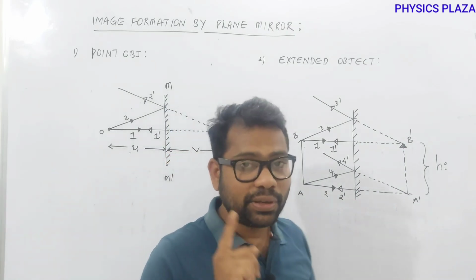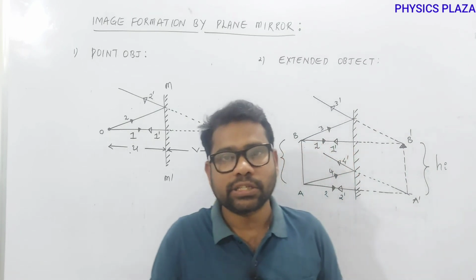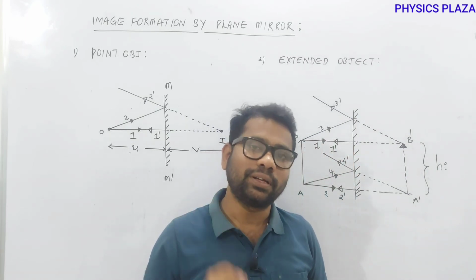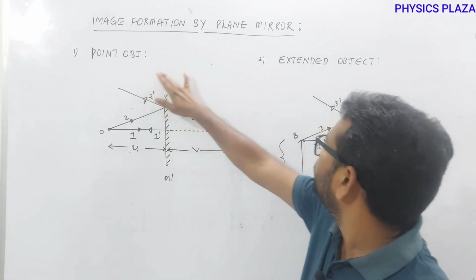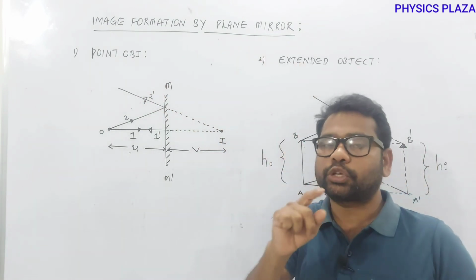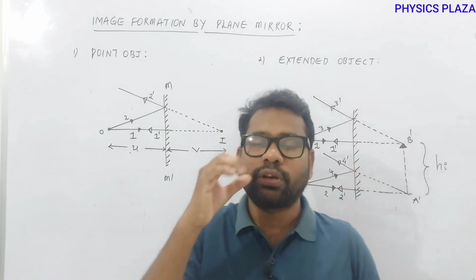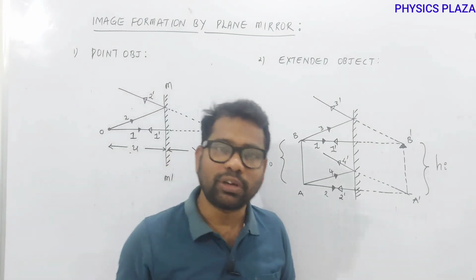Children, I repeat once, it is very important. What is the nature of the image formed by a plane mirror? Children, whether it is a point object or an extended object, it always gives a virtual image. What is a virtual image, children? It is very important. What is a virtual image?